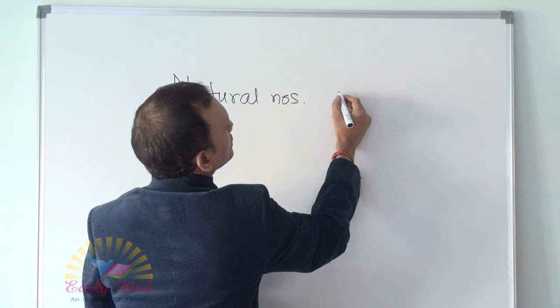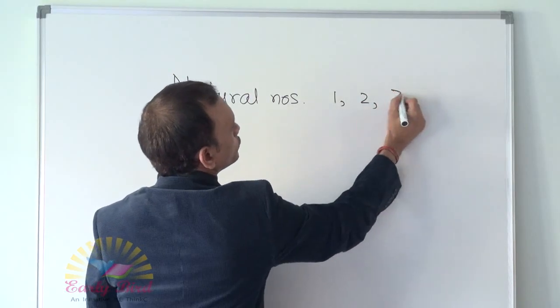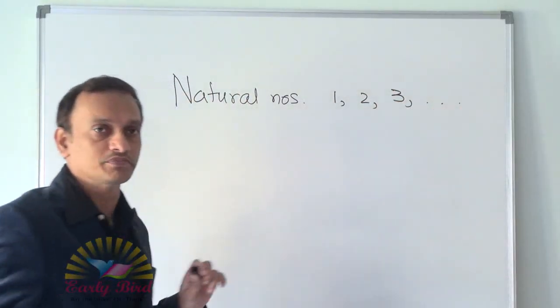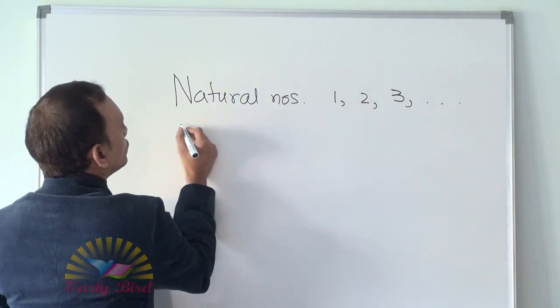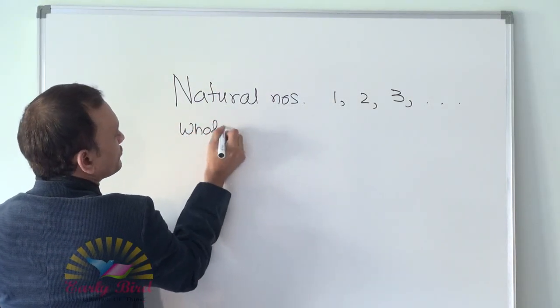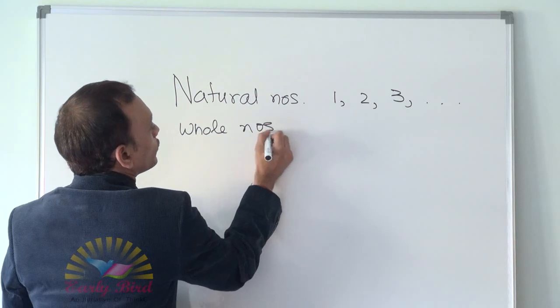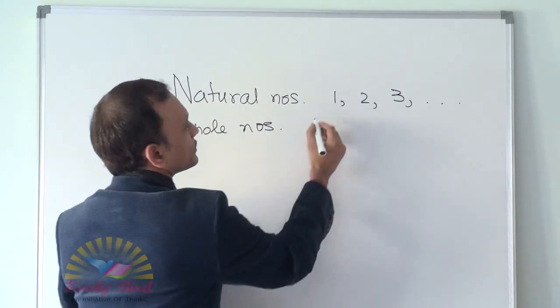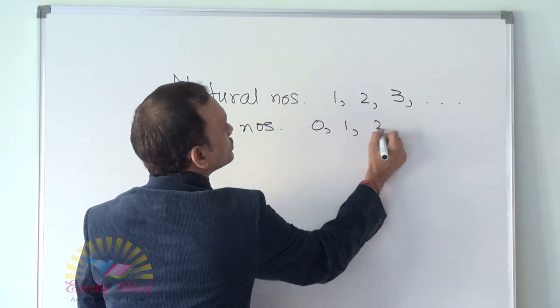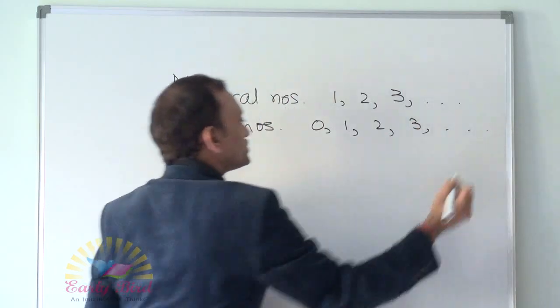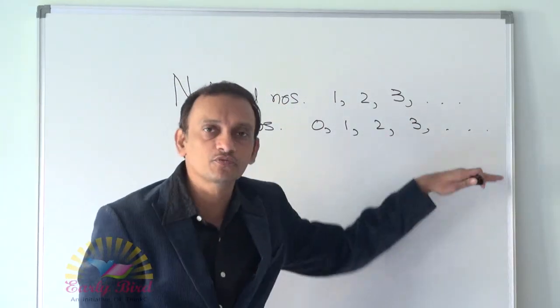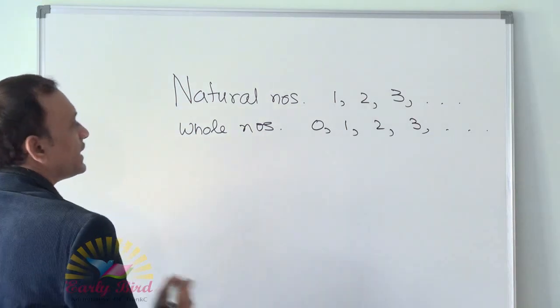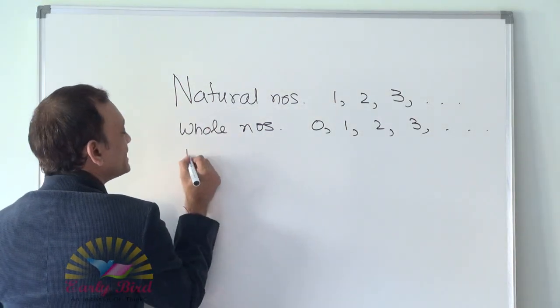Natural numbers are 1, 2, 3, etc. These are natural numbers. Now, if you add 0 to the set of natural numbers, you get what's referred to as whole numbers. That means 0, 1, 2, 3, etc. This bunch of numbers would be referred to as whole numbers. And then you have what's called integers.